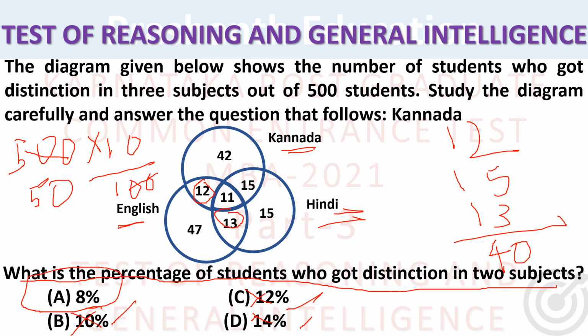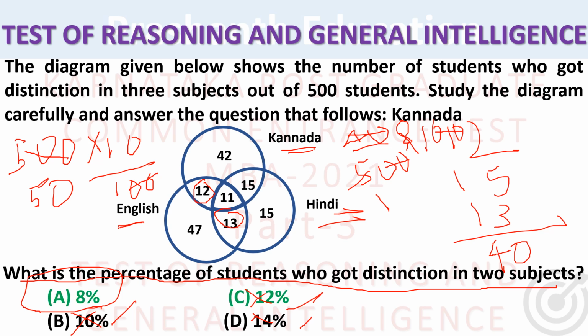Or else, if we want to calculate the percentage, what we have to do is take 40 divided by 500 times 100. If you do that, you are going to get your percentage. So the zeros cancel, 5 ones are 5, 5 eights are 40, so 8%. So the correct answer is 8%.